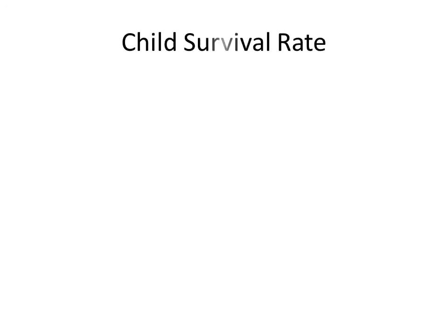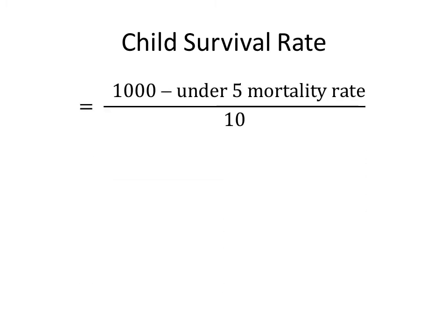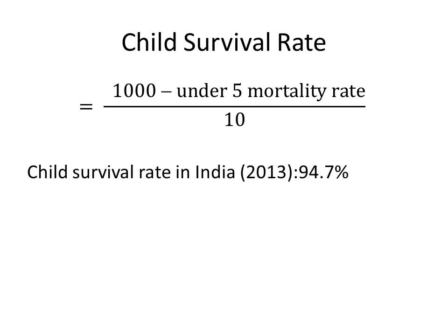Child survival rate is simply calculated by subtracting the under 5 mortality rate from 1000 and dividing by 10 to arrive at percentage. Following are the child survival rates in India compared to other countries.